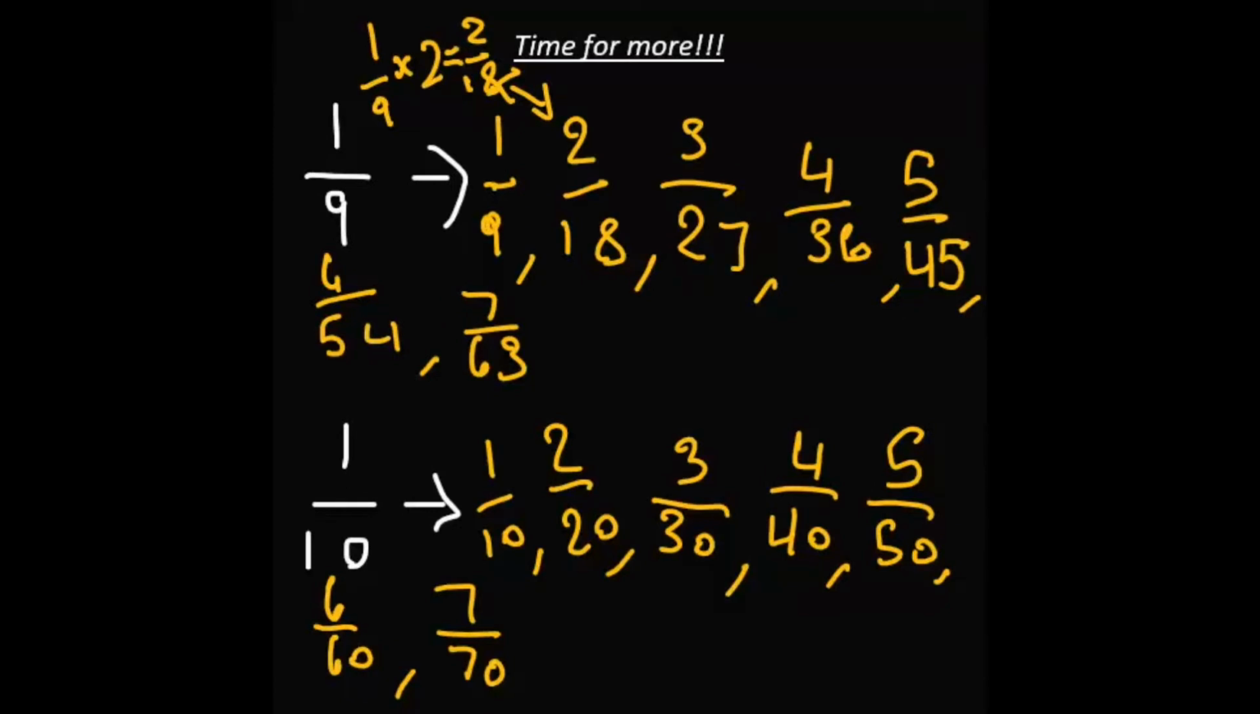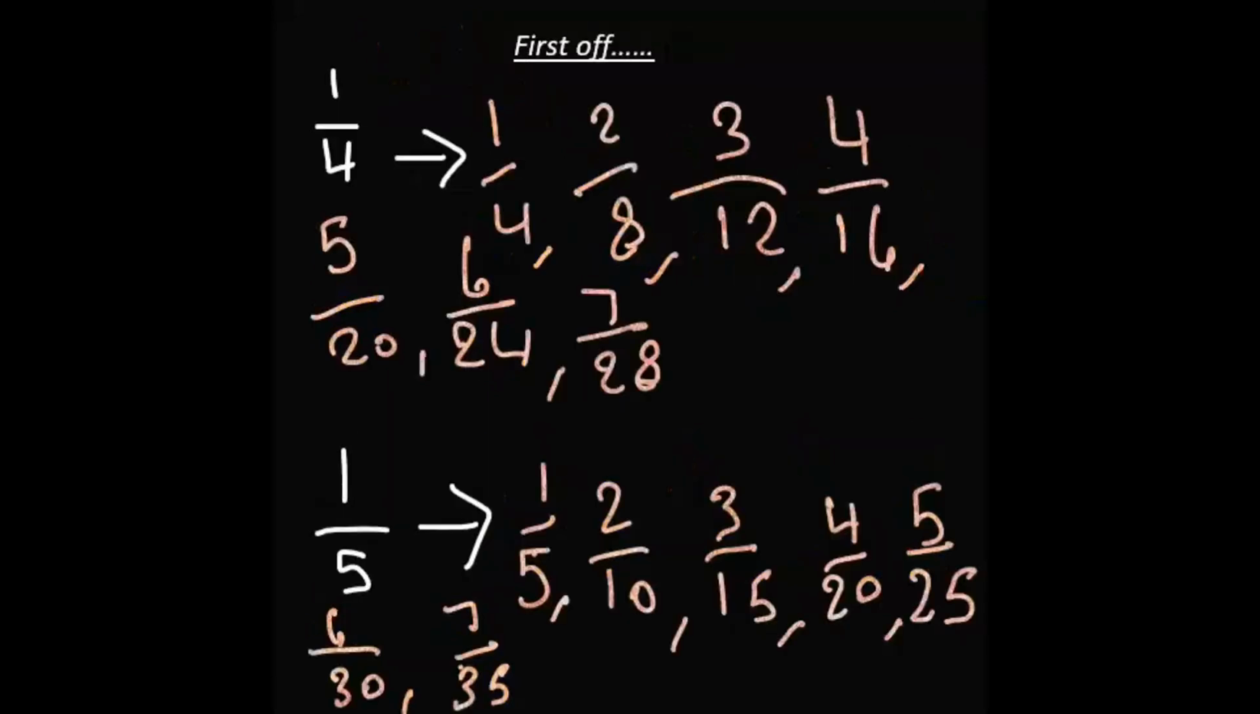1, 2, 3, 4, 5, 6 as the denominators: 9, 18, 27, 36, 45, 54, 63. 1, 2, 3, 4, 5, 6, 7: 10, 20, 30, 40, 50, 60, 70. Right? And the same thing here. 1, 2, 3, 4, 5, 6, 7: 4, 8, 12, 16, 20, 24, 28. Then we have 1, 2, 3, 4, 5, 6, 7: 5, 10, 15, 20, 25, 30, 35.